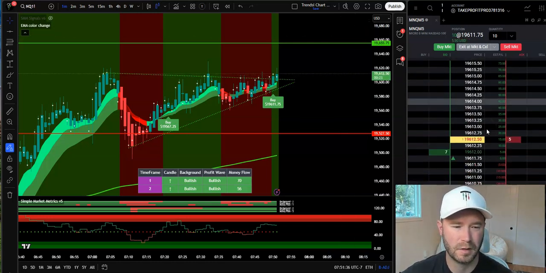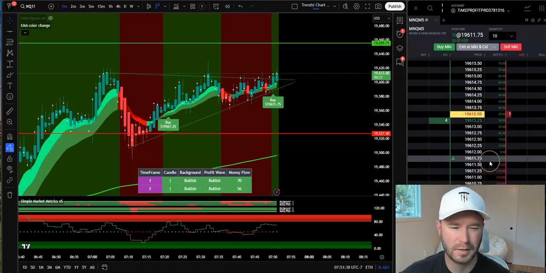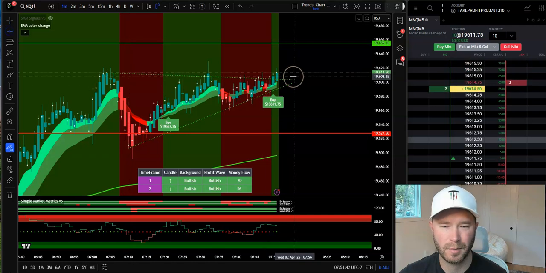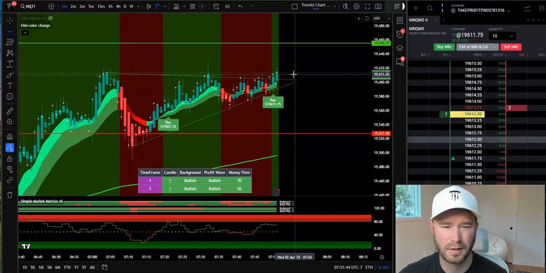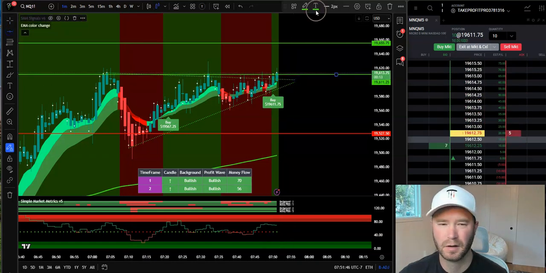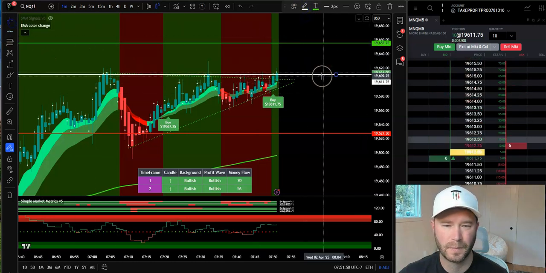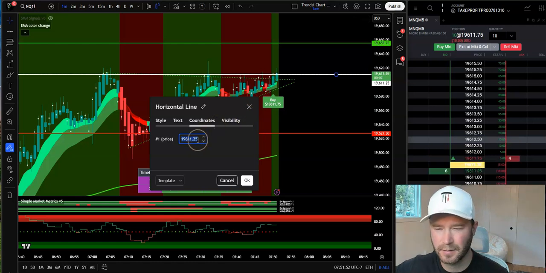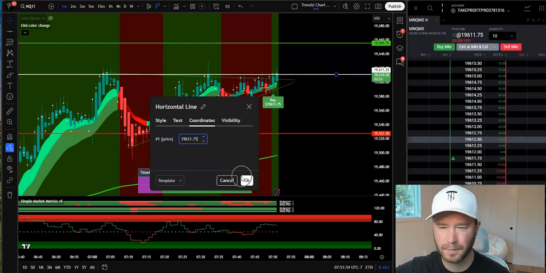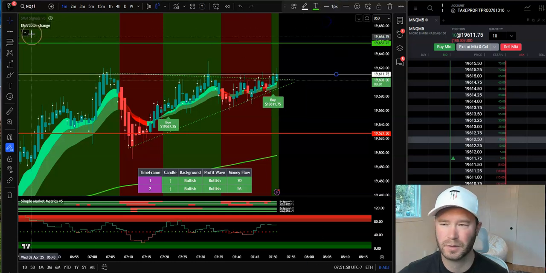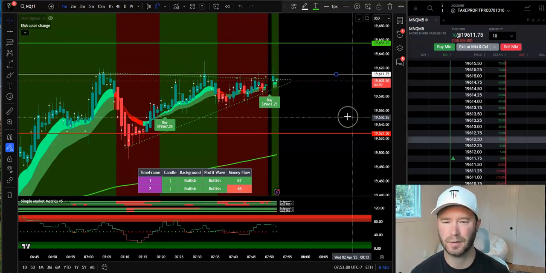What we can do too is I'll go over here, 1175. So 611.75. I'm going to go ahead and mark that up over here. 611.75 is going to be right about here. Let's change this color over here to white. 611.75. All right, that is our entry on this trade, and let's just manage this and let's see exactly what happens.